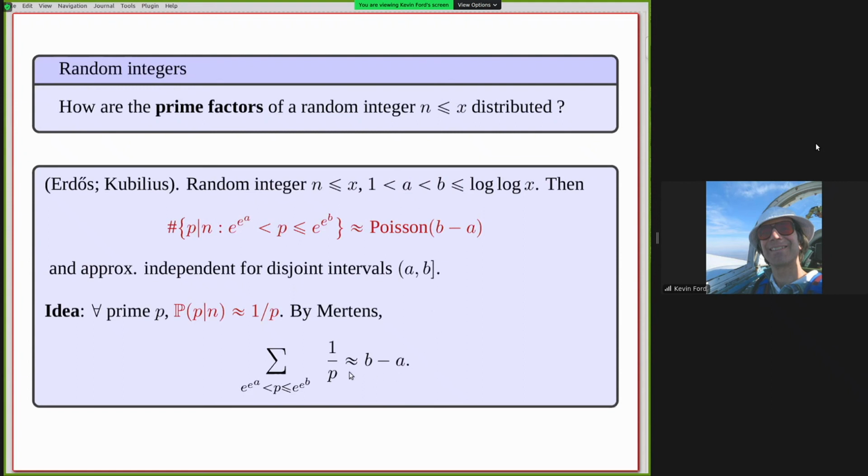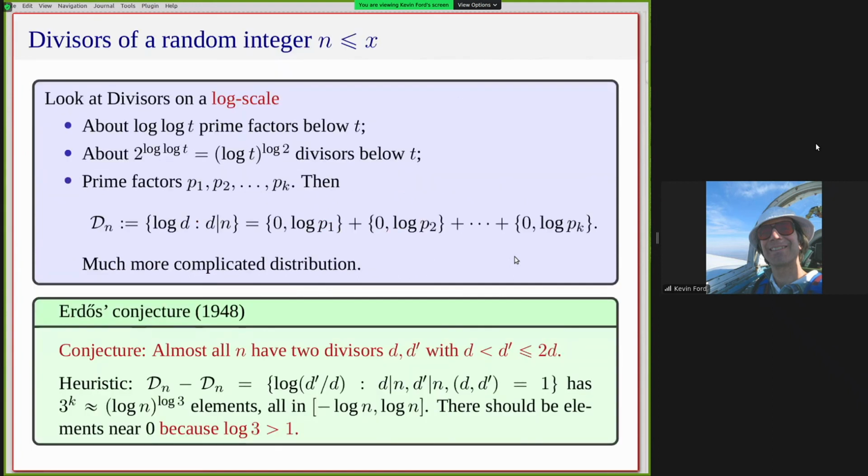So if b minus a is large, by the central limit theorem, this approaches a Gaussian distribution. But in the case that we're going to be looking at, b minus a will be rather small, so the distribution is more discrete. Divisors of integers, of course, are formed by taking all possible products of the prime factors.